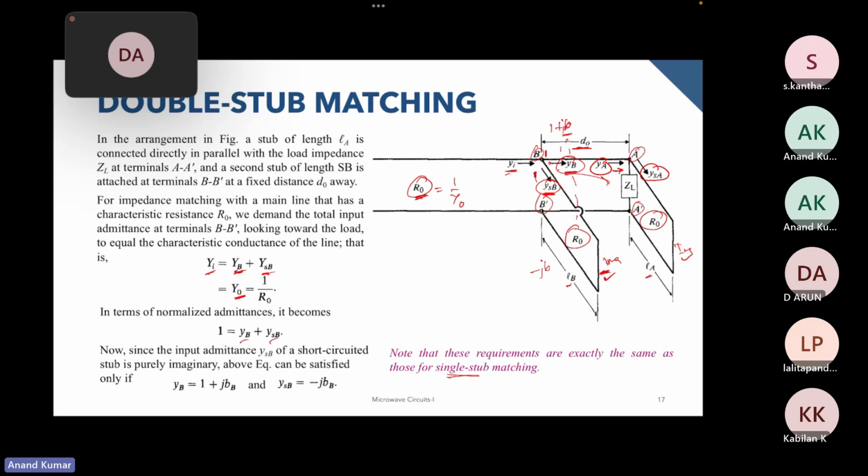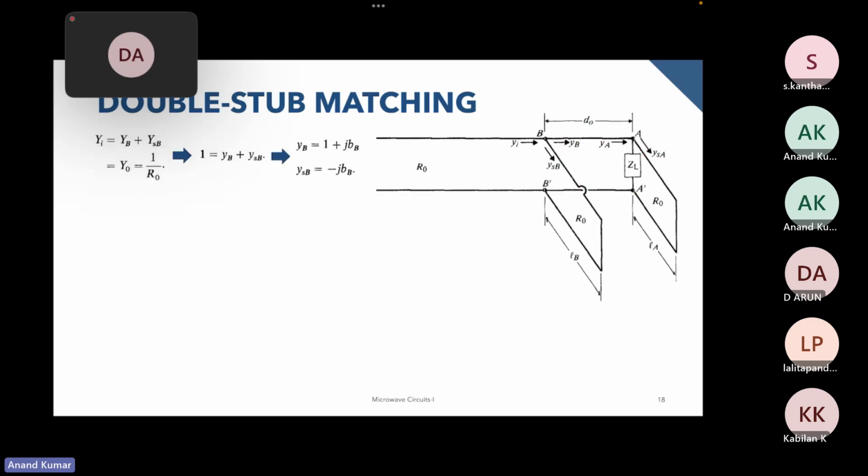Okay, so we'll proceed. We have seen that at BB dash, we have the admittances yi equal to yb plus ysb, and yi has to be equal to y naught. If we normalize it, we get 1 equals yb plus ysb, and we have to make sure that yb is solved to be of the form 1 plus jb, and then we make ysb equal to minus jb. So this is our objective.